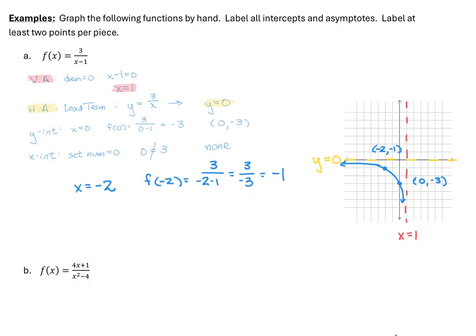All right, now I don't have any points on my second piece, and so we need to go ahead and find some of those. So let's see here. I'm going to go with x equals 2. And if we plug in x equals 2 to our function, we get 3 over 2 minus 1. This is equal to 3 over 1, which is equal to 3. And so we have a point (2, 3) on our graph.